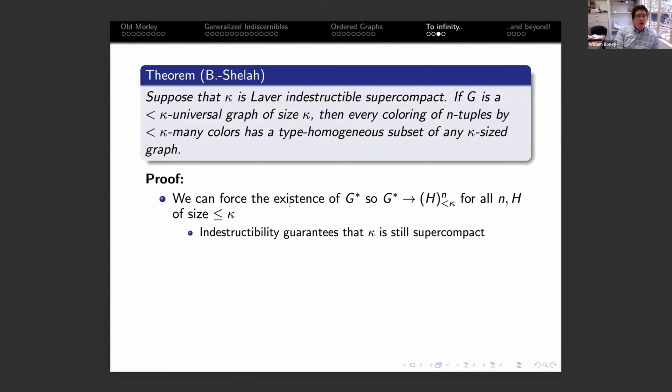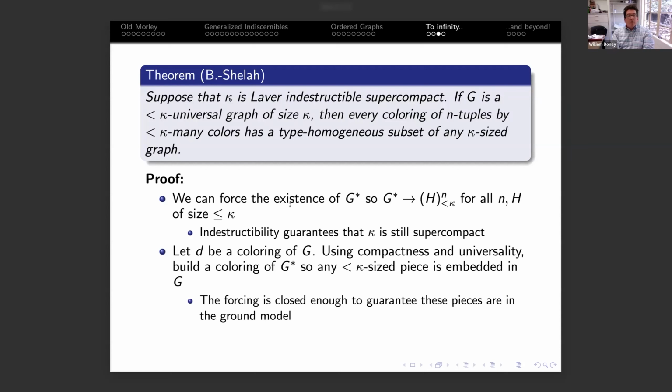Right, so you do this forcing to get the existence. So you have your supercompact kappa, you force the existence of some G star that gives you the partition relation that you want. Since you did this indestructible forcing, it's still supercompact. Then you take some coloring of your less than kappa universal graph of size kappa.